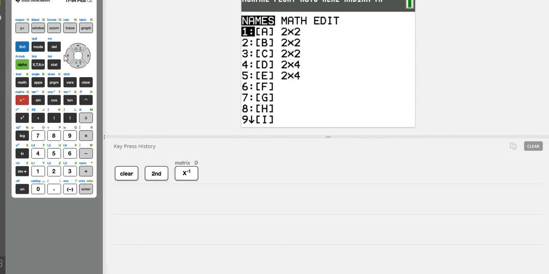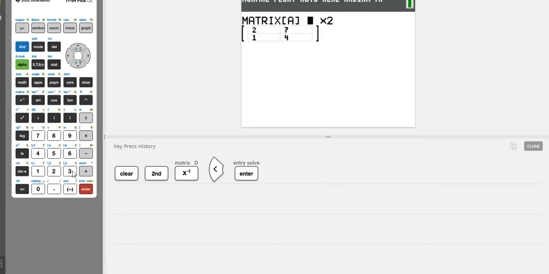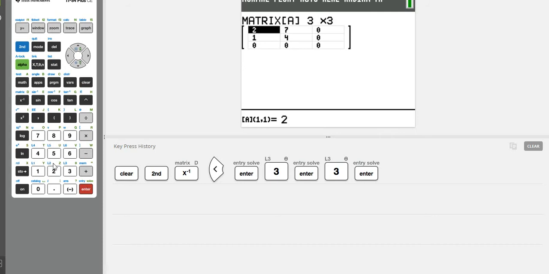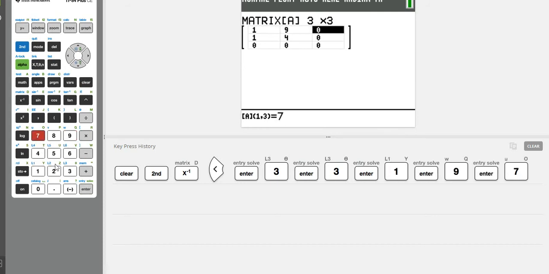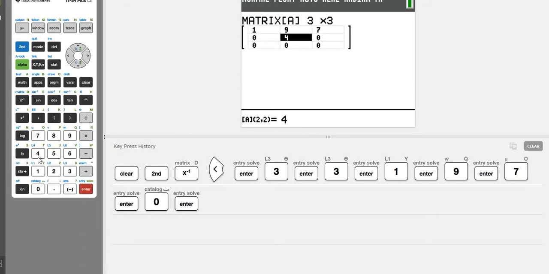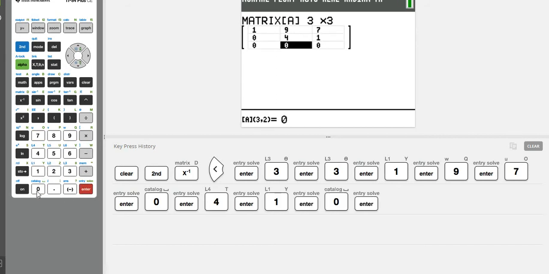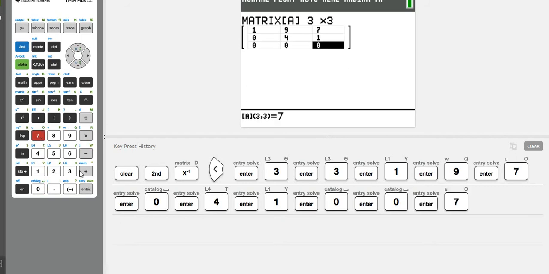So the first matrix, go over to edit. We want to enter a 3 by 3 matrix. So 1, 9, 7, 0, 4, 1, and then 0, 0, 7. Okay, I think that looks pretty good.